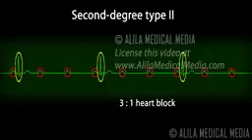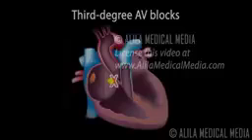Second degree type 2 is less common than second degree type 1, but is much more dangerous as it frequently progresses to complete heart block or cardiac arrest. Implantation of an artificial pacemaker is recommended for treatment of this type of AV blocks.